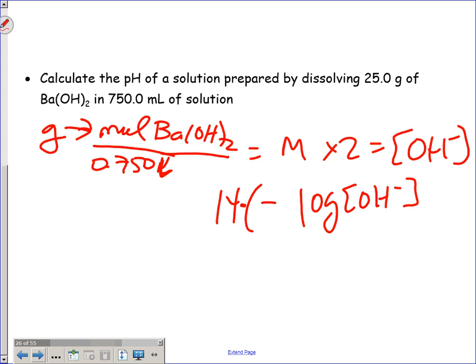14 minus the negative log of that gives me pH. Yes? True story? Moving on. Okay, that's our pOH. Kind of just a quick chat.